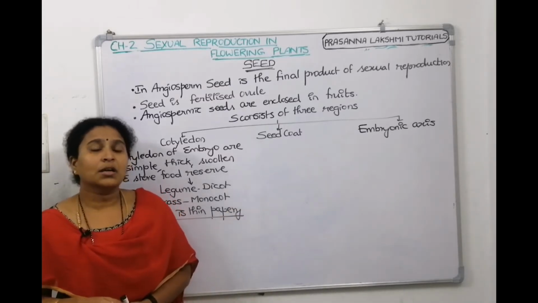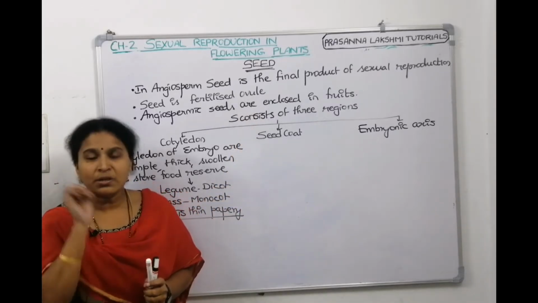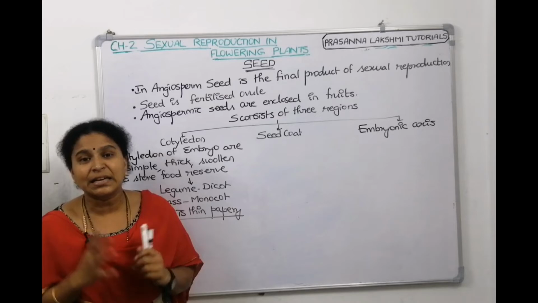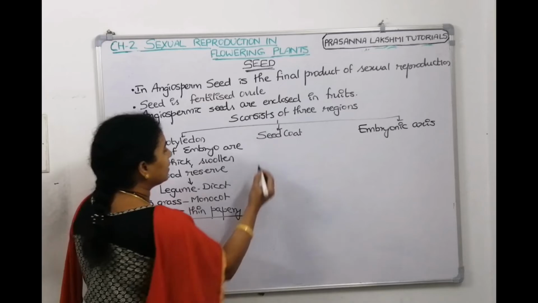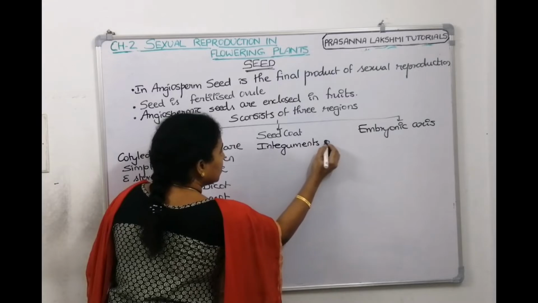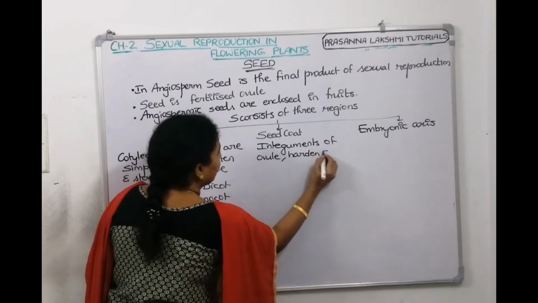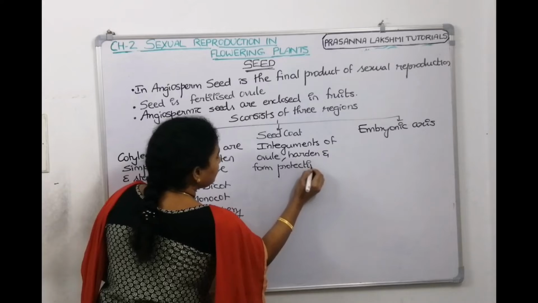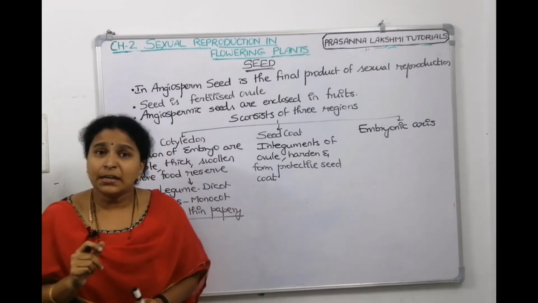Now come to the seed coat. Now we are telling that seed came from the ovule. We know that angiosperm's ovule has two integuments, outer integument and inner integument. Now these integuments only will harden and they'll become tough, protective seed coats. Now the seed coats, from where are they derived? The integuments of the ovule. They harden and they form protective seed coat, right?